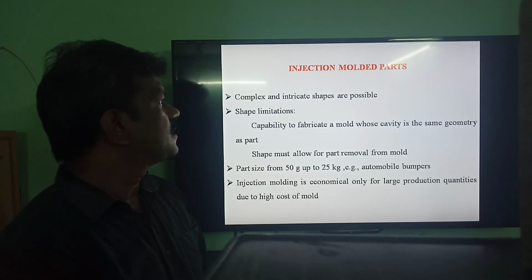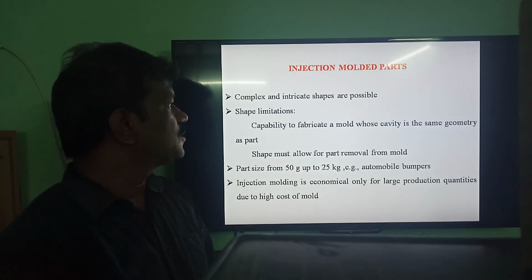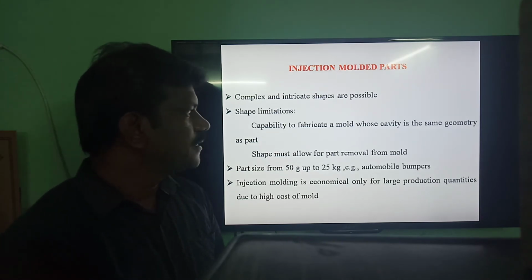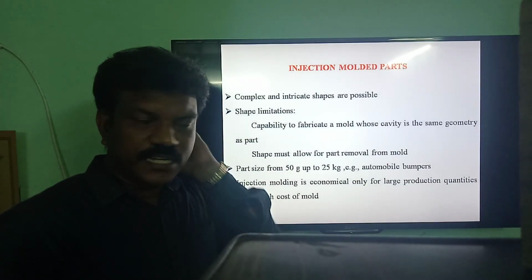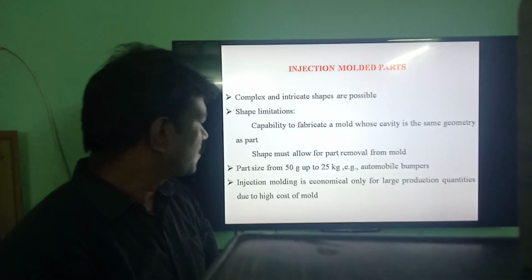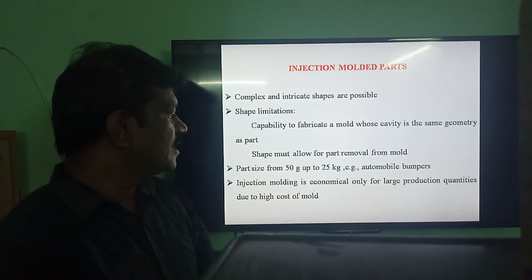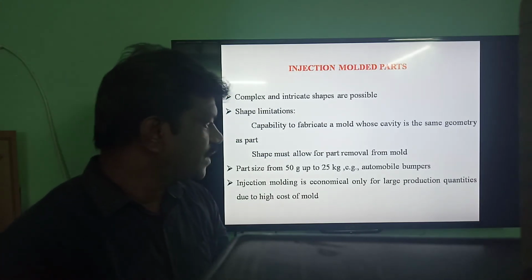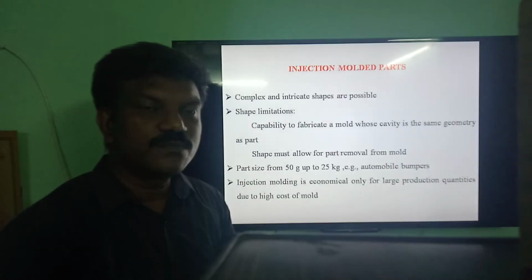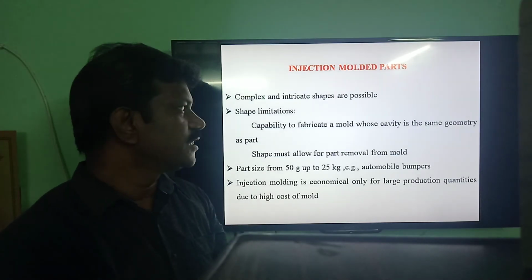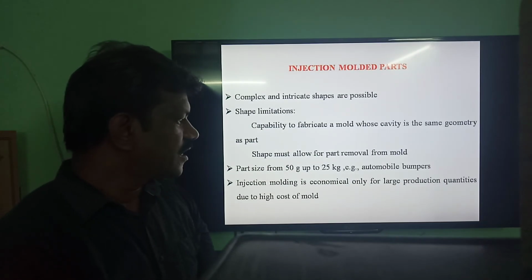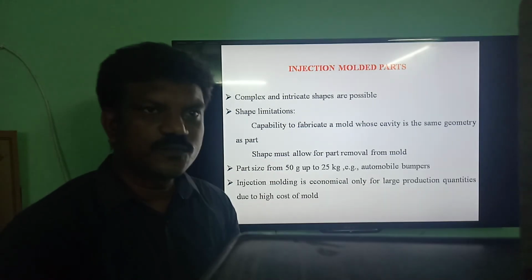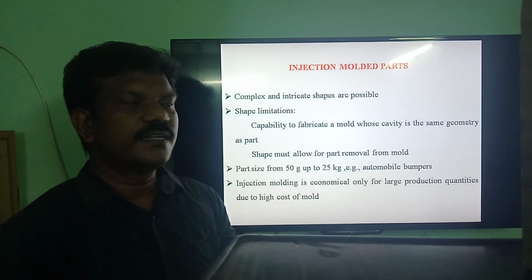In injection molded parts, complex and intricate shapes are possible. The shape is only limited in that very complicated shapes cannot be produced by this process. The part size may vary from 50 grams to 25 kilograms. For example, automobile bumpers are manufactured by this injection molding technique. Injection molding is economical only for large production quantities, because of cost, right?